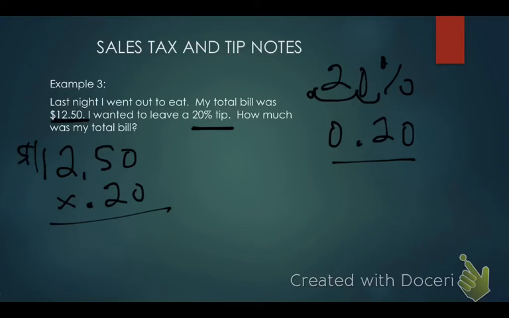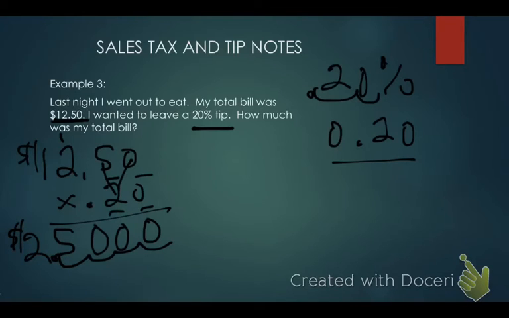Well, 0 times all of $12.50 is 0. So I'm just going to write it one time. 2 times 0 is 0. 2 times 5 is 10. Carry the 1. 2 times 2 plus 1 is 5. 2 times 1 is 2. I have 1, 2, 3, 4 decimal places.